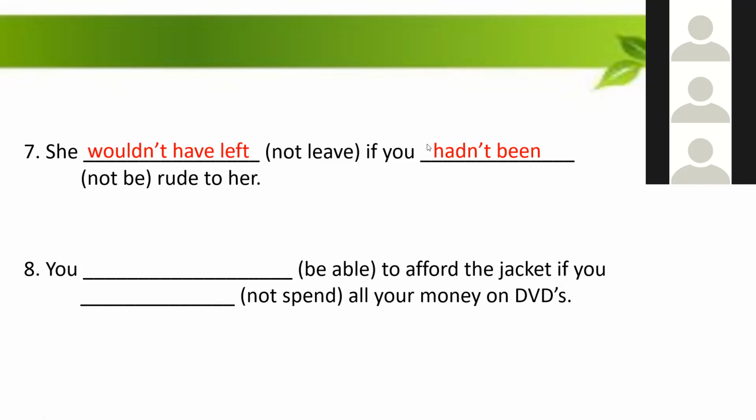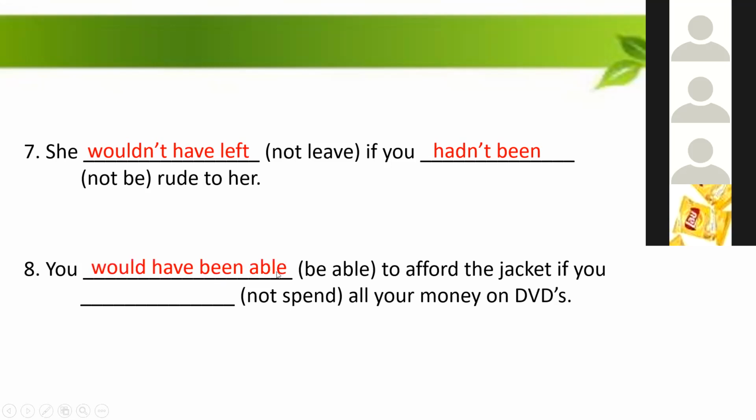Okay. Kau Klong, will you please help your classmate? Number 8. You would have been able. Would have been able. Been is for be and of course able, to afford the jacket if you, what is the past perfect tense? Not spend.